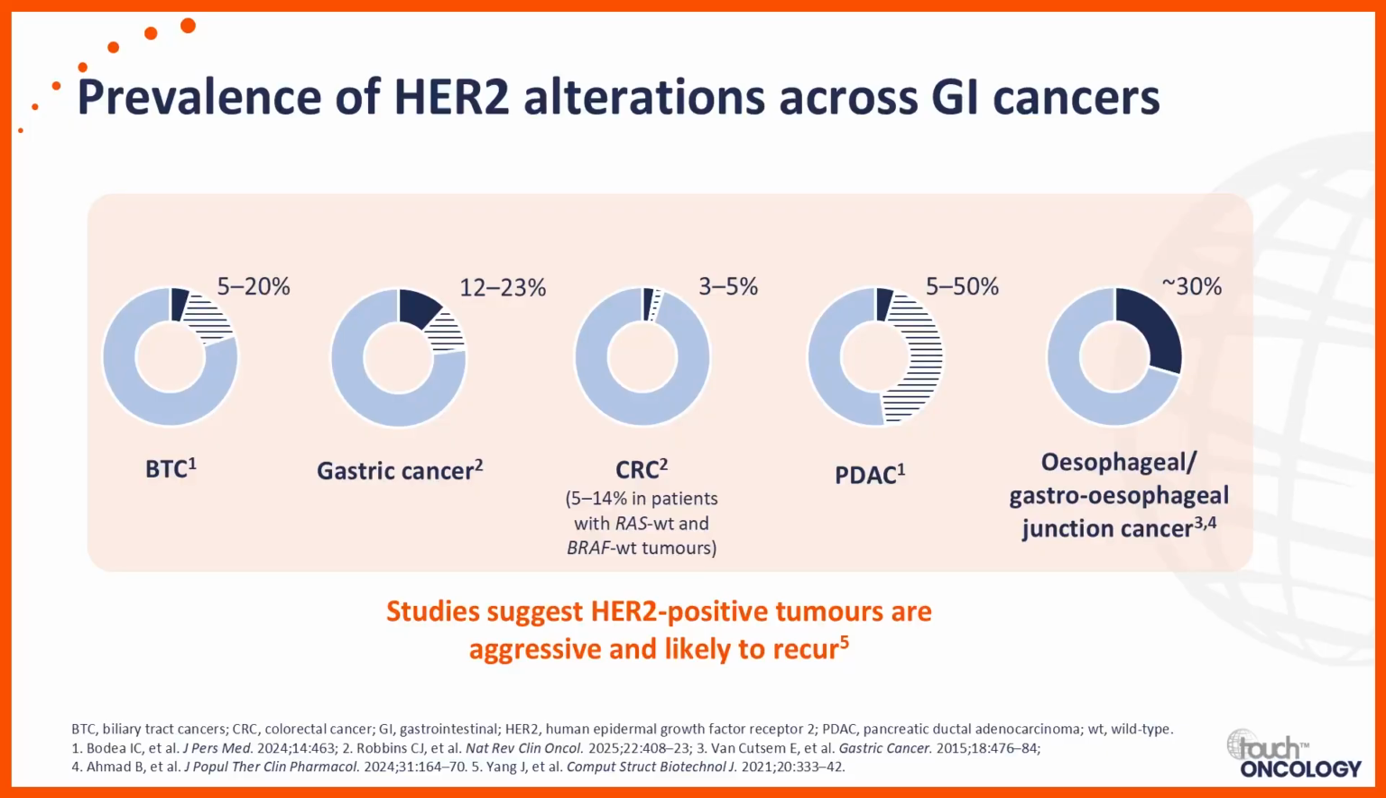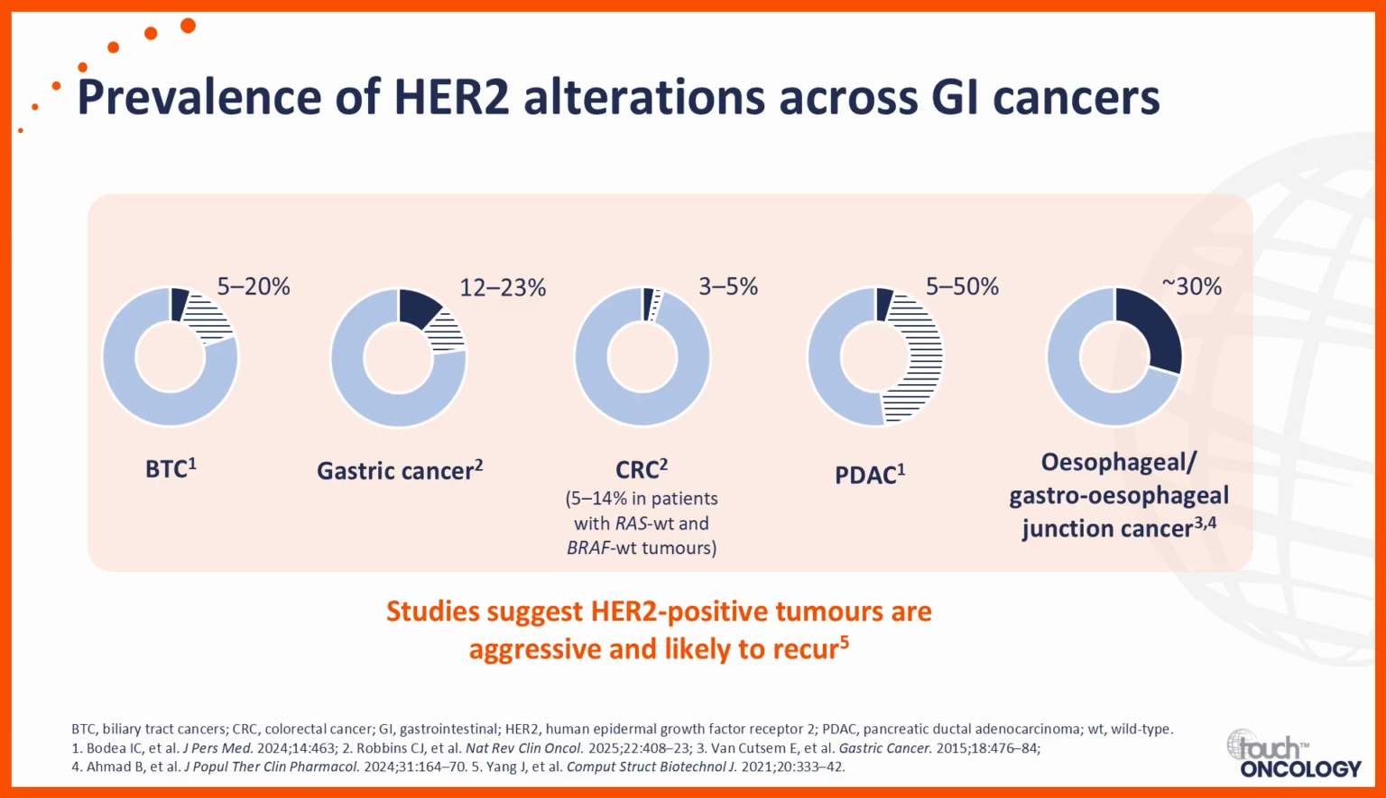So all of this results in an oncogene-driven tumor, and similar to breast cancer, certainly across GI cancers, we see increased tumor growth, which leads to being able to target and overcome this pathway in gastroesophageal and other GI cancers.